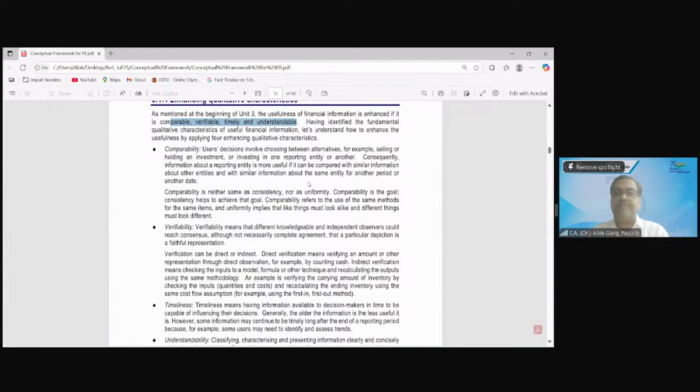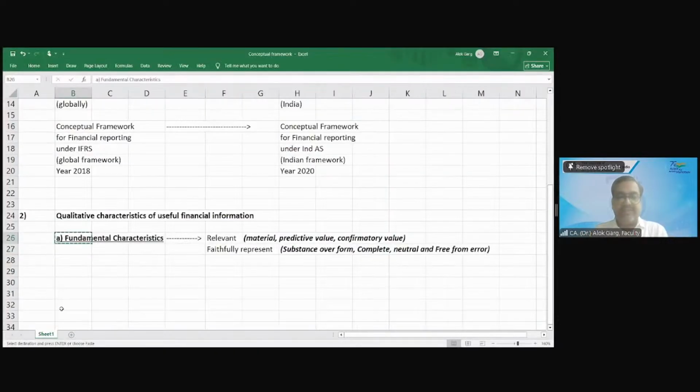So what are the enhancing qualitative characteristics? Tell me, which ones are there? Your enhancing characteristics are comparable. Your information should be comparable, right? Comparable from last year to this year. Okay. Comparable from one company to another company.